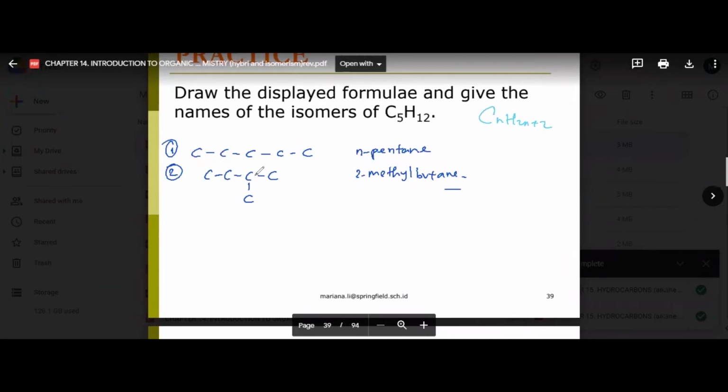Now we will remove one more C to make a 3 straight chain like this. So 2 more C's for branches. Once again, it cannot be at the first or at the end position. So it should be here, right? What's the name? It is 2,2-dimethyl propane. And what another possibility?